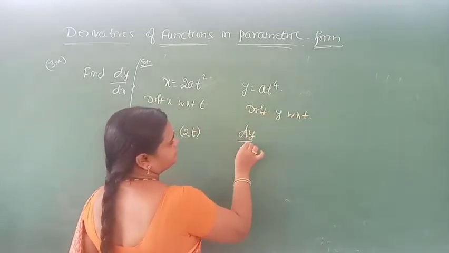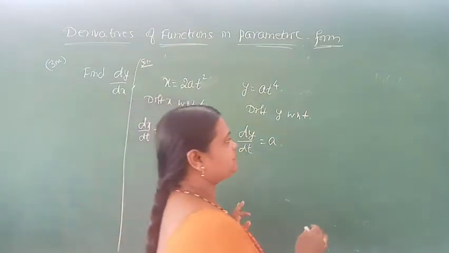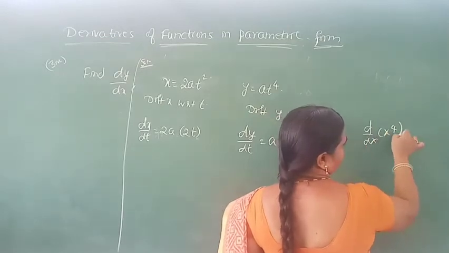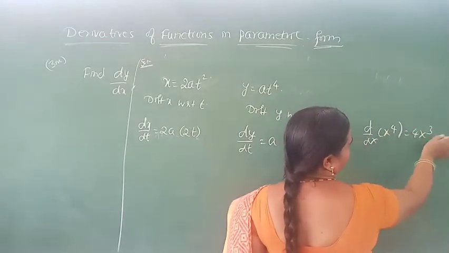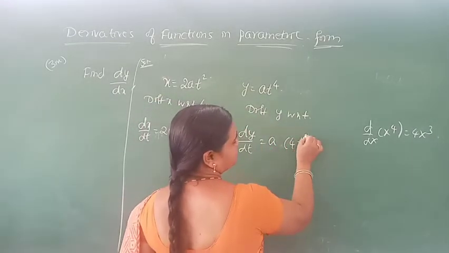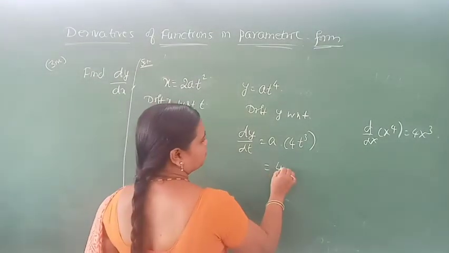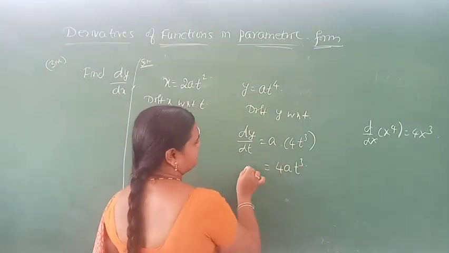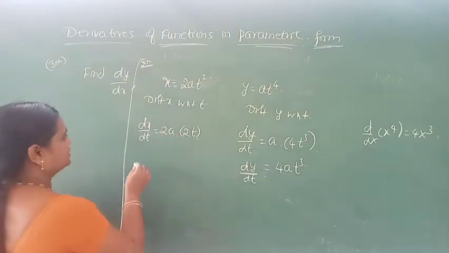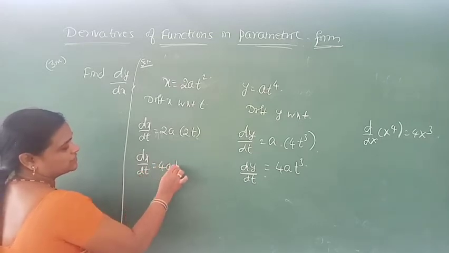dy by dt. A as it is. See, we know the differentiation d by dx of x to the power 4 is 4x cube. Correct? Therefore, t to the power 4 can be written as 4t cube. Therefore, we can write this as 4a t cube. dx by dt is 4at.